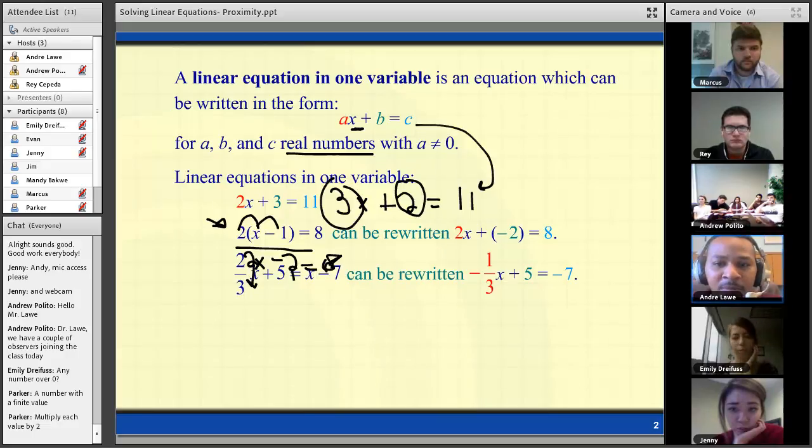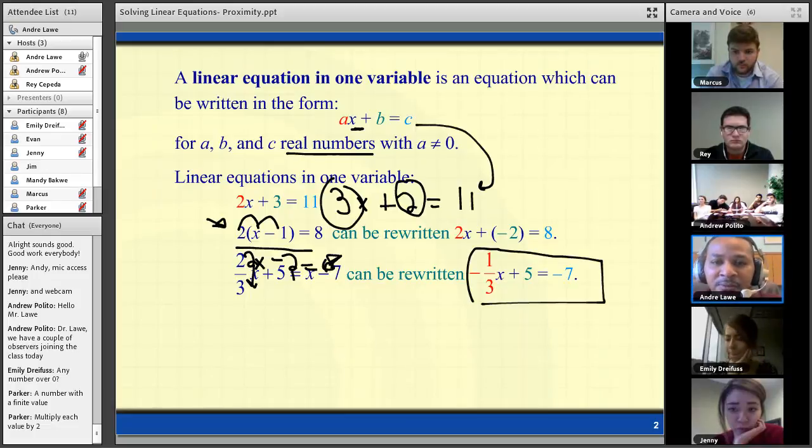And then this example on the right, we still have it in standard form. It's just that our a is still a real number, but it's a fraction this time, and we shouldn't be afraid of fractions, right? So our a would be 1/3, our b would be positive 5, and our c would be negative 7.